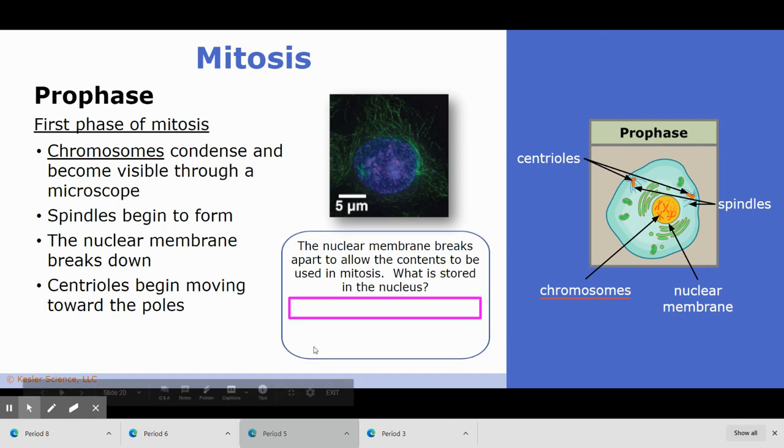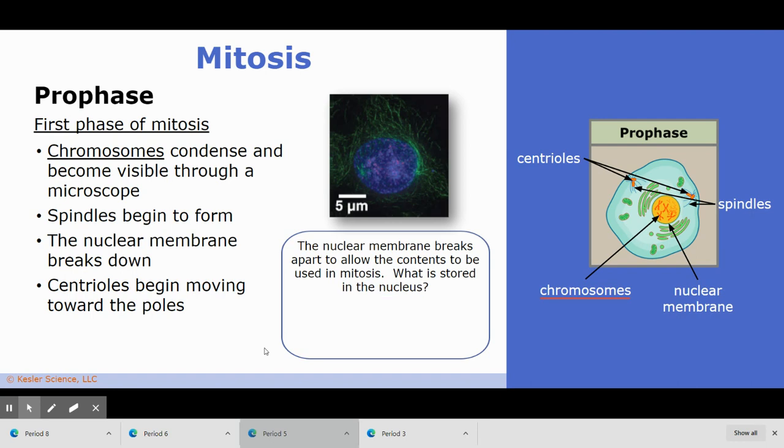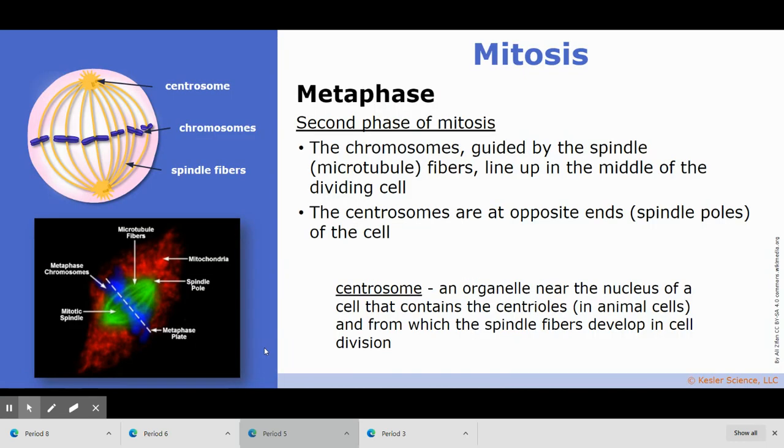So here's a question that you're going to answer. The nuclear membrane breaks apart to allow the contents to be used in mitosis. What is stored in the nucleus? So what can you find inside the nucleus? Pause the video now. You can find DNA inside the nucleus. We know that. That's in the form of chromosomes.